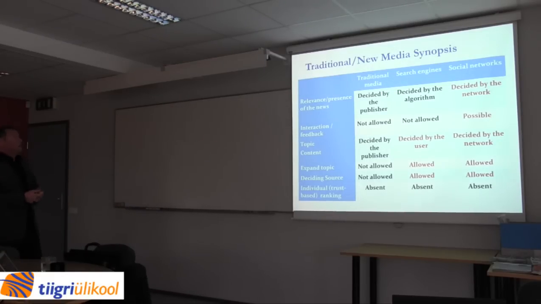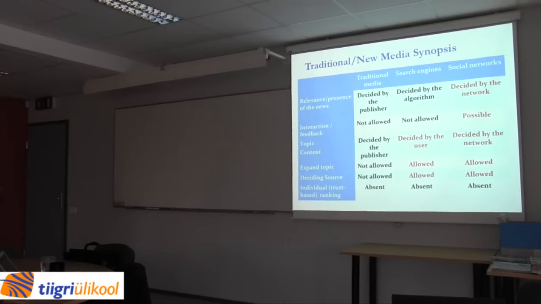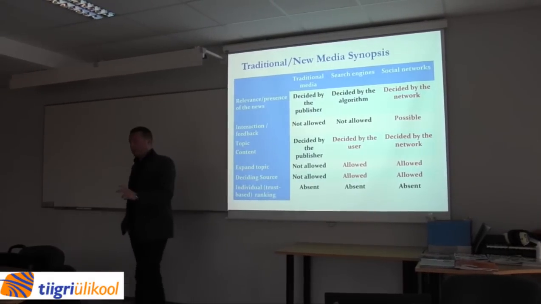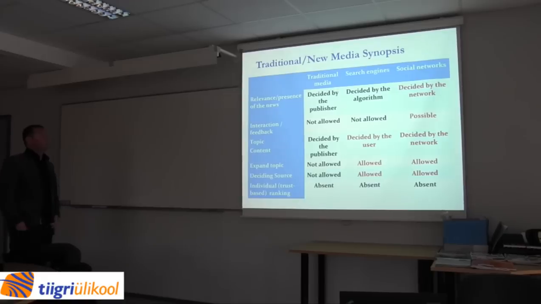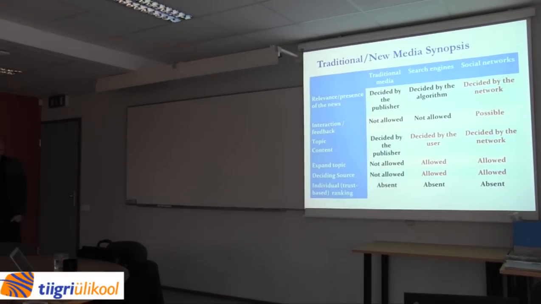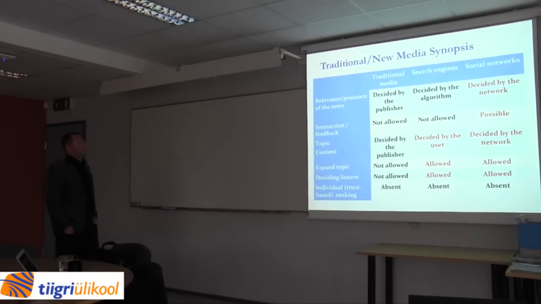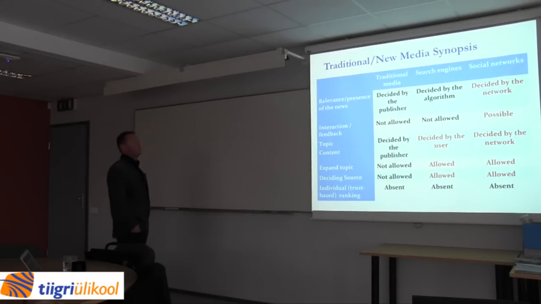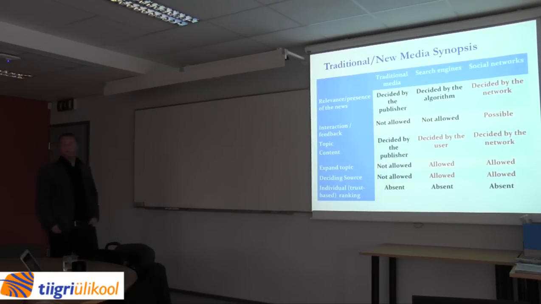In this table, there is a synopsis between traditional media and social networks. In the middle here, I'm also considering search engines, the way they were used 10 years ago, before the social networks explosion. So you can evaluate the media according to a few criteria. For example, presence of the news: who decides it? On a magazine, it is decided by the publisher. In a search engine, the ranking algorithm is important. And in social networks, to some extent, it is decided by people.